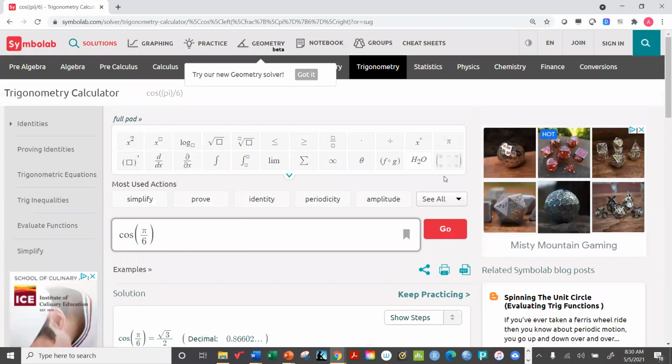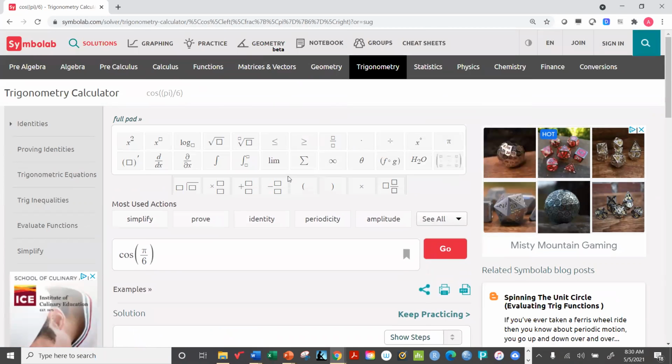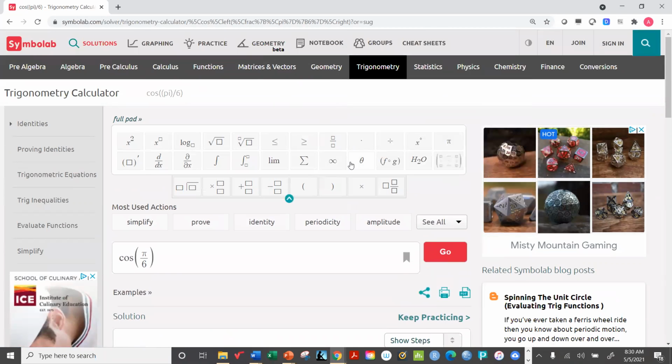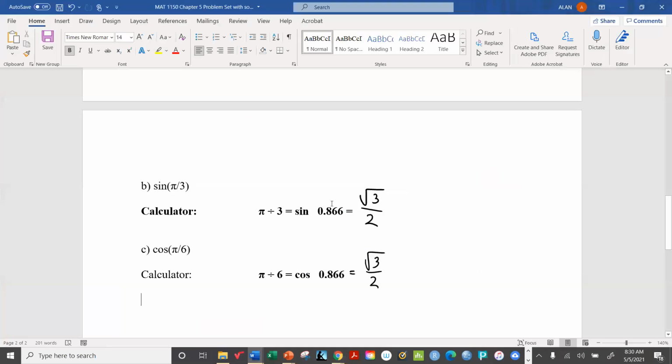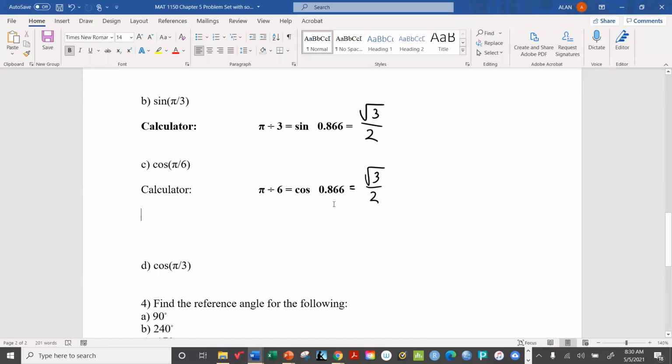I also noticed that even though I asked for the trig functions, they seem to have all disappeared here. I don't know what's going on with that. But anyway, yes, it confirms what we said, radical 3 over 2. Okay.